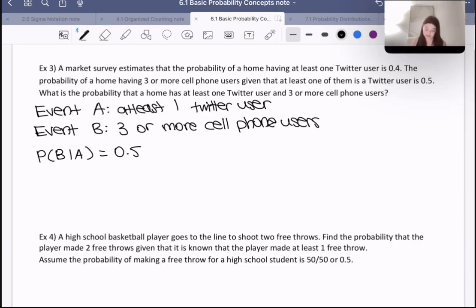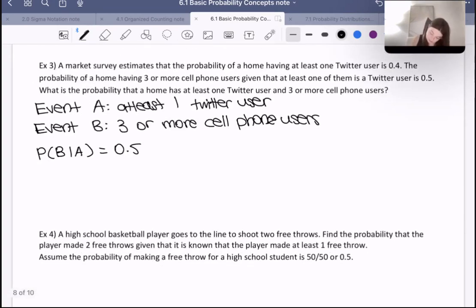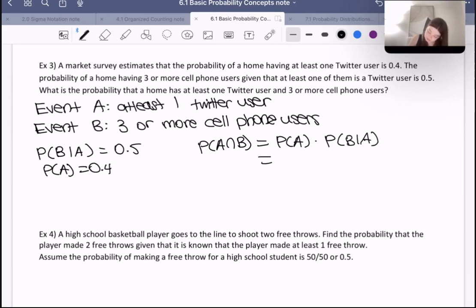And what's the probability of A, event A, at least one Twitter user? It's 0.4. So therefore, the probability of A and B in this case is equal to probability of A times probability of B given A, which is equal to 0.4 times 0.5, which is 0.2. So therefore, there is a 20% chance, or 0.2 probability chance, that a home has at least one Twitter user and 3 or more cell phone users. Very good.